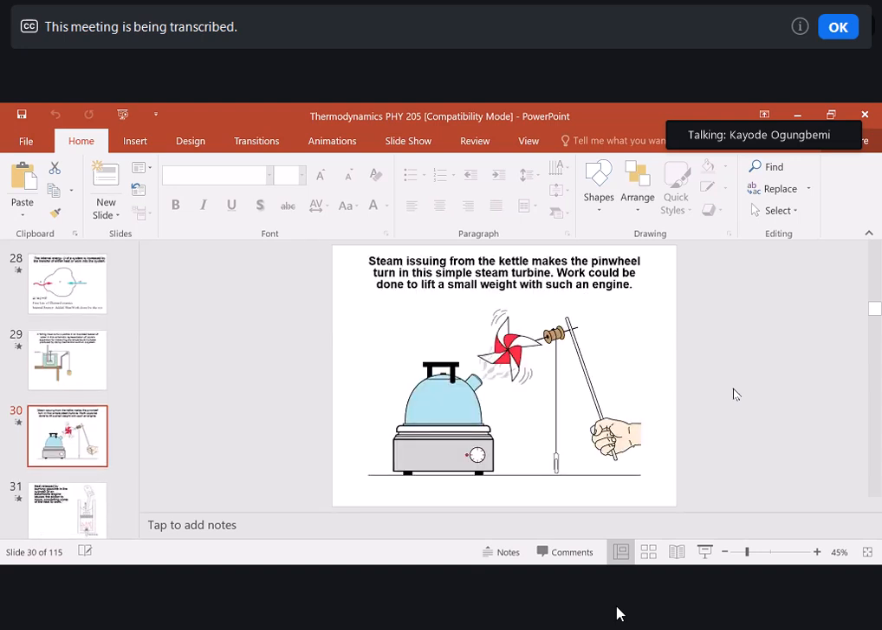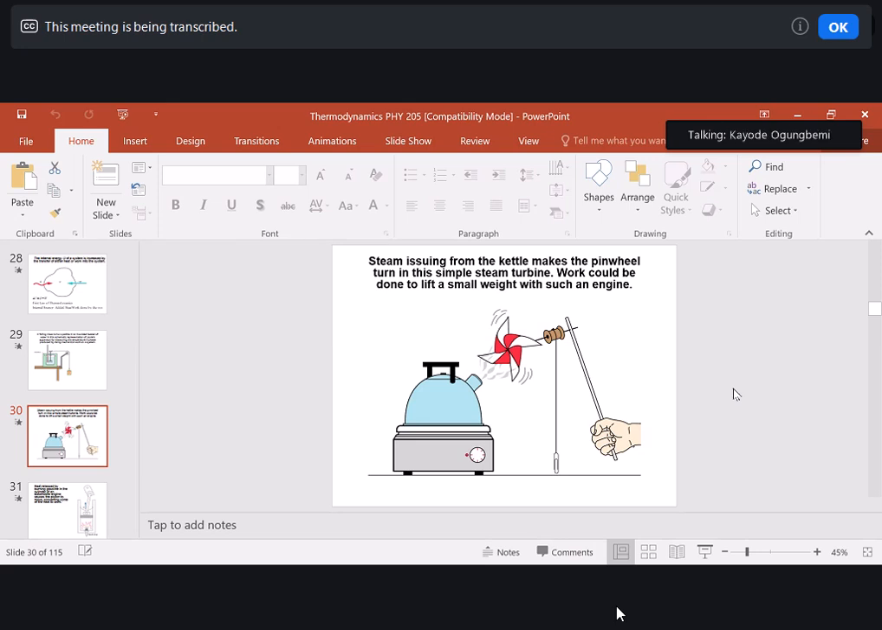This is another experiment you can do. You have steam coming out of your kettle and you have a fan, which can be made to move material from one point to the other. So steam issuing from the kettle makes the pinwheel turn in this simple steam turbine. That is what happens in your turbine.